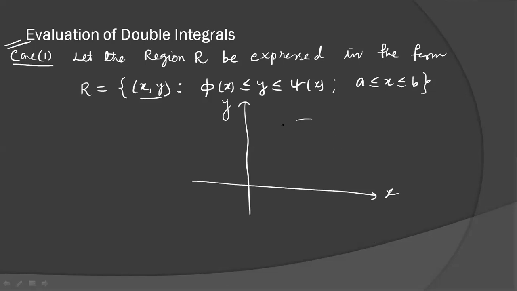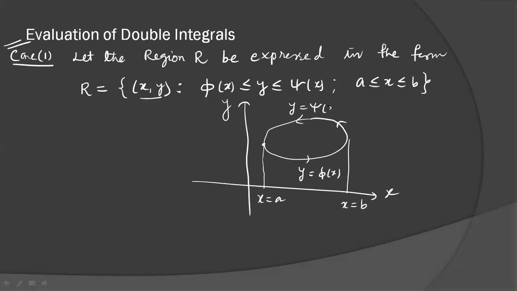Suppose this is our region. The lower limit of this region is x equal to a and the upper limit is x equal to b. And this is a closed curve C. In this region, what is the limit of y? Y is from here, this is phi x, up to y is up to psi x.